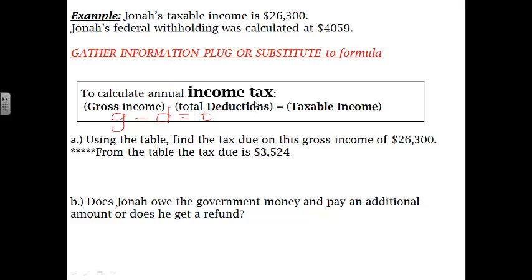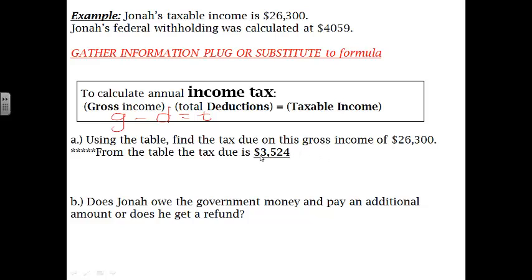Okay, so this one's a little bit different though. When we want to figure out, now everyone see your table. I don't have a table on here because I didn't transfer it, but everyone see your table that says if your taxable income is, and it says if it's at least $1 to $8,700, then it says $8,700 to $35,350. Okay, so we're going to find where Jonah's taxable income, if he makes $26,300, where would he be in? What is his tax percent?